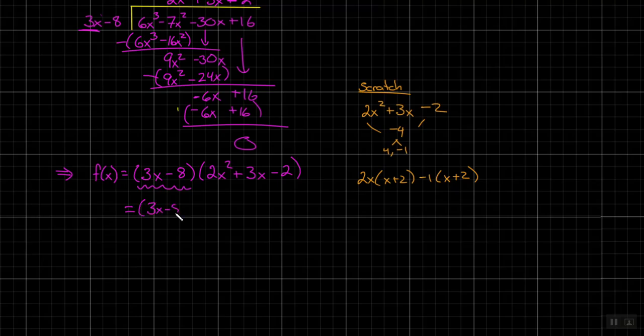Yeah. 3x minus 8 is one of the factors. What's the other one? Or the other two? 2x minus 1 and x plus 2. At this point, I have it completely factored. This is the most factored that my function f can ever be.